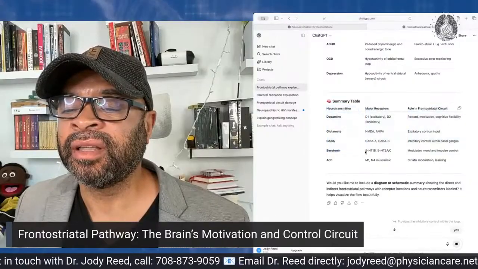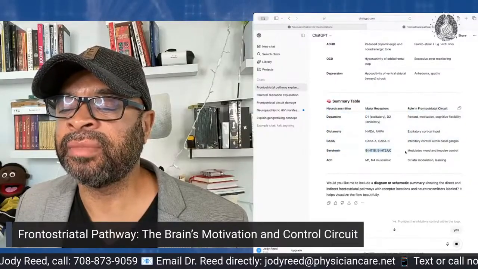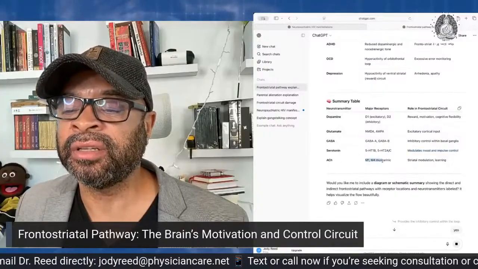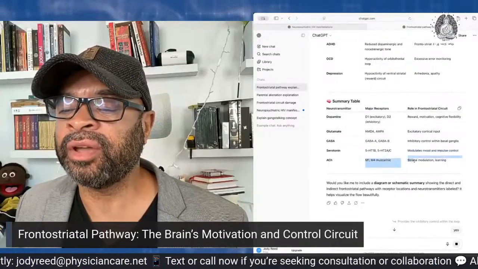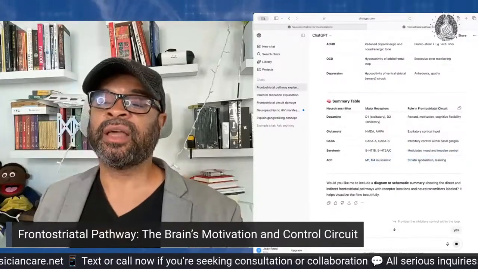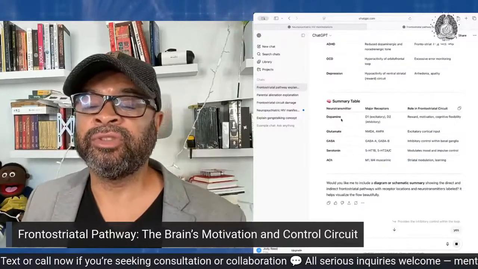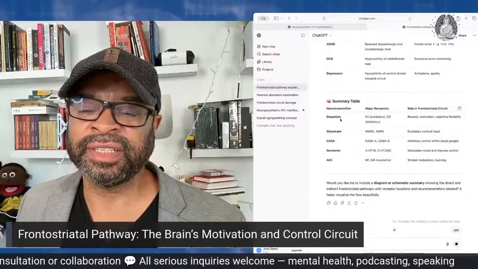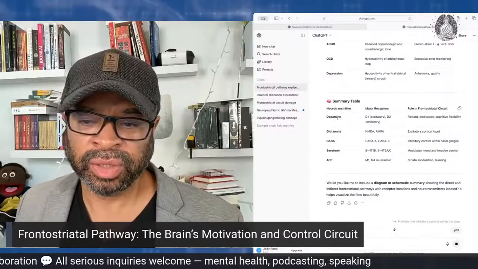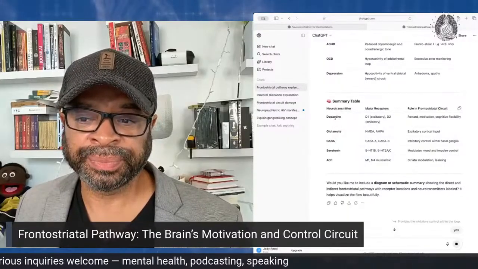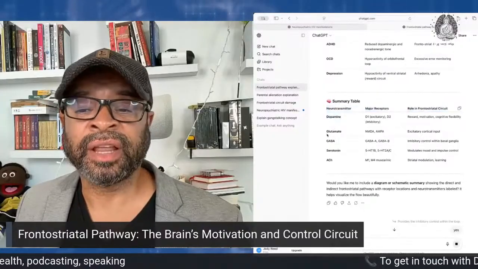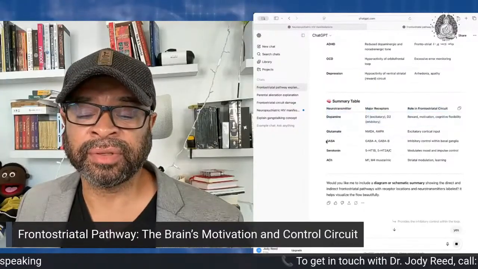Serotonin. Okay, 5-HT serotonin receptors modulate mood and impulse control. Okay, great, we got that. Acetylcholine, the M1 for muscarinic, striatal modulation and learning. Okay, we got that. But so mainly dopamine. So if we want to maintain some control over this network, we can use our antipsychotics that target dopamine. Now, remember, glutamate receptors and GABA.